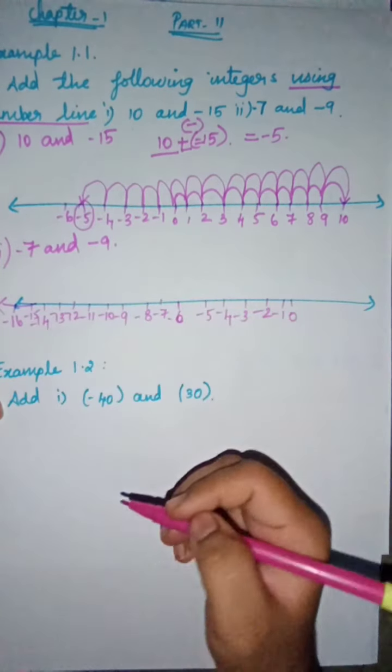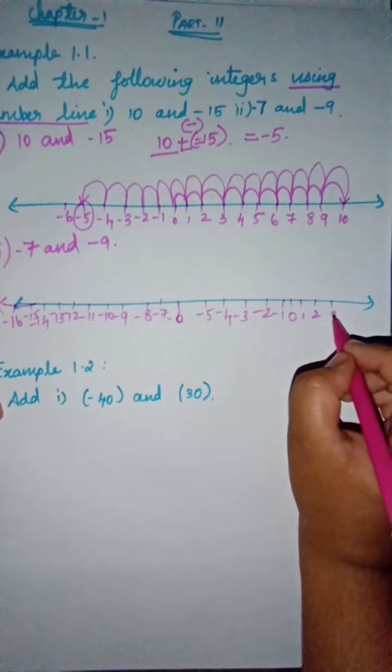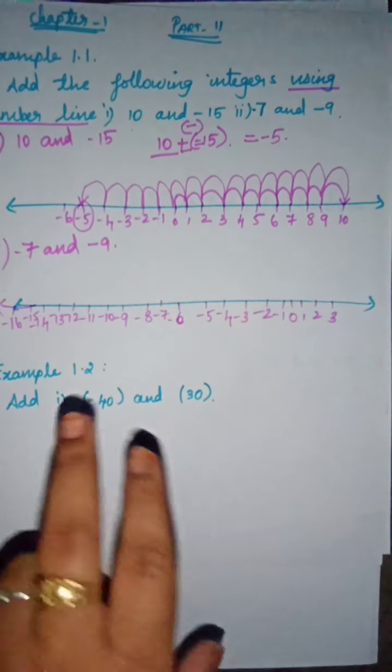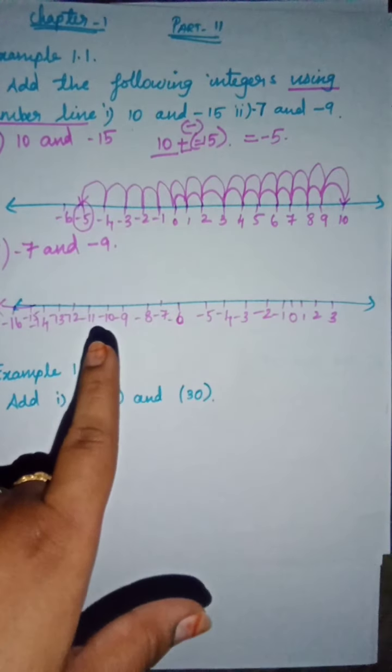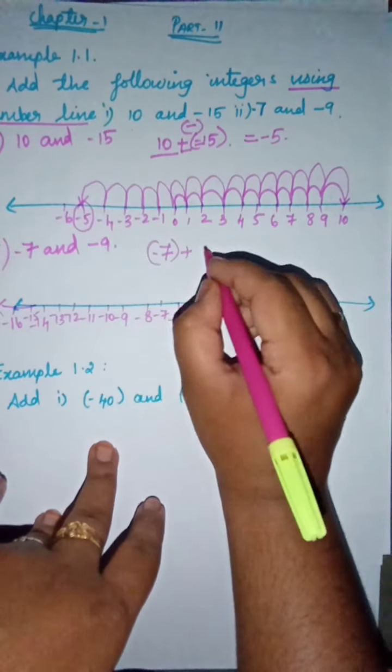Okay, now we have to change this, so you have to change this to this side: 1, 2, 3. Why have I split it like this? Both the numbers given in the question are in negative form, so I have split it like this. Okay, now we are going to write this in normal form, that is minus 7 plus minus 9.